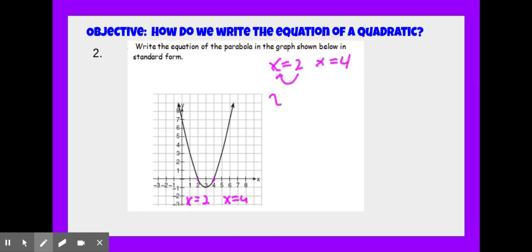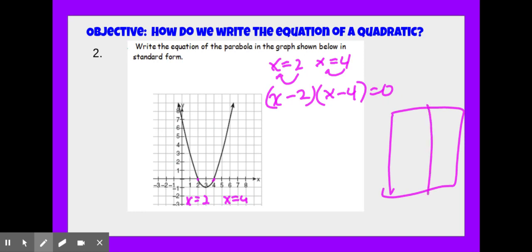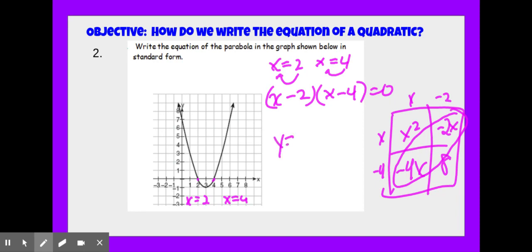Bring that 2 over. Becomes x minus 2. Those were our factors. Bring the 4 over. That becomes x minus 4 equals 0. Now we do our double distributive to get our standard form. Okay, so we label x minus 2 up here, x minus 4 down here. X times x is x squared. X times negative 2 is negative 2x. X times negative 4 is negative 4x. And negative 4 times negative 2 fills in that box to give you positive 8. Combine your like terms, and you're left with y equals x squared, negative 4 and negative 2 give you negative 6x plus 8.